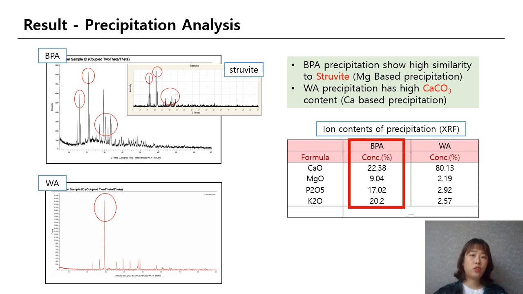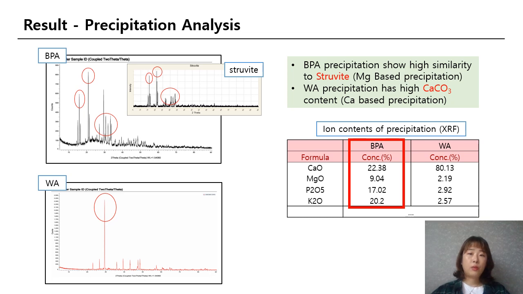So this is the result we observed from the analysis of precipitate, both BPA and WA. Graph in the left shows the result of XRD analysis, which identified the solid materials composition. Firstly, we see the BPA. There are 3 high peaks, which have high similarity with Struvite graph peaks. And we can conclude that BPA generates Struvite precipitation, which is magnesium-based precipitation.